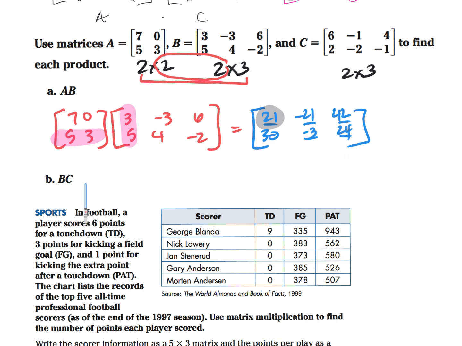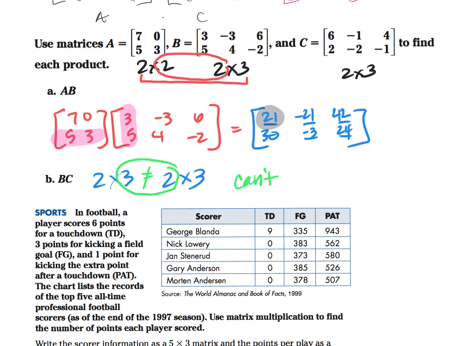Let's try BC. Ben, Donnie, you already finished this. Ben, what was B's size? 2 by 3. Donahue, what was C's size? 2 by 3. Donahue, what'd you say for multiplying them together? You can't because those middle numbers don't match. So we're done. We love that.